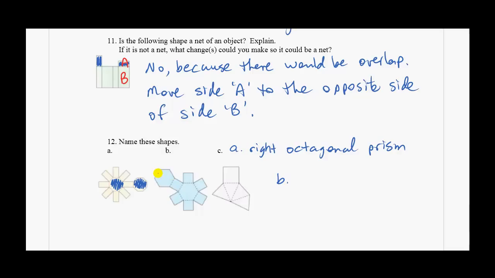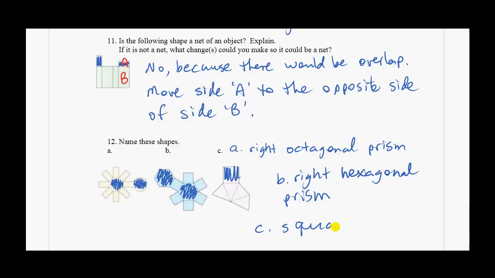Part B, we have two bases again, so it is a prism. It is six-sided, so we call it a right hexagonal prism. And part C, we have one base. It is a square, so we call it a square pyramid.